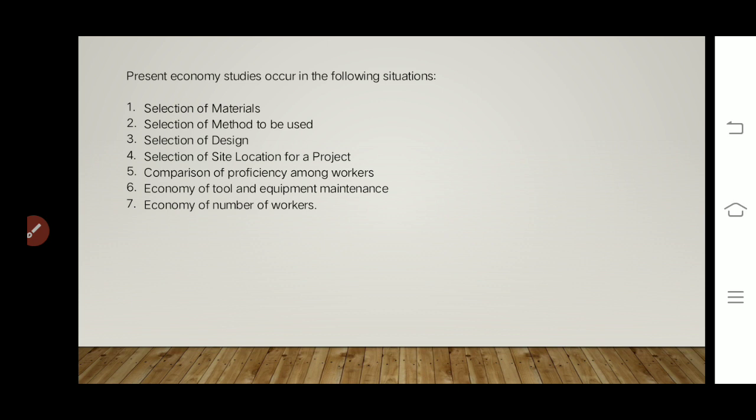So, sa number 6, economy of tool and equipment maintenance. So, sa paggamit ng mga equipment, 'di ba, halimbawa sa mga materials na matatalas, kailangan ng maintenance na lagi, dapat hasa siya para maging efficient. So, number 7, economy of number of workers.